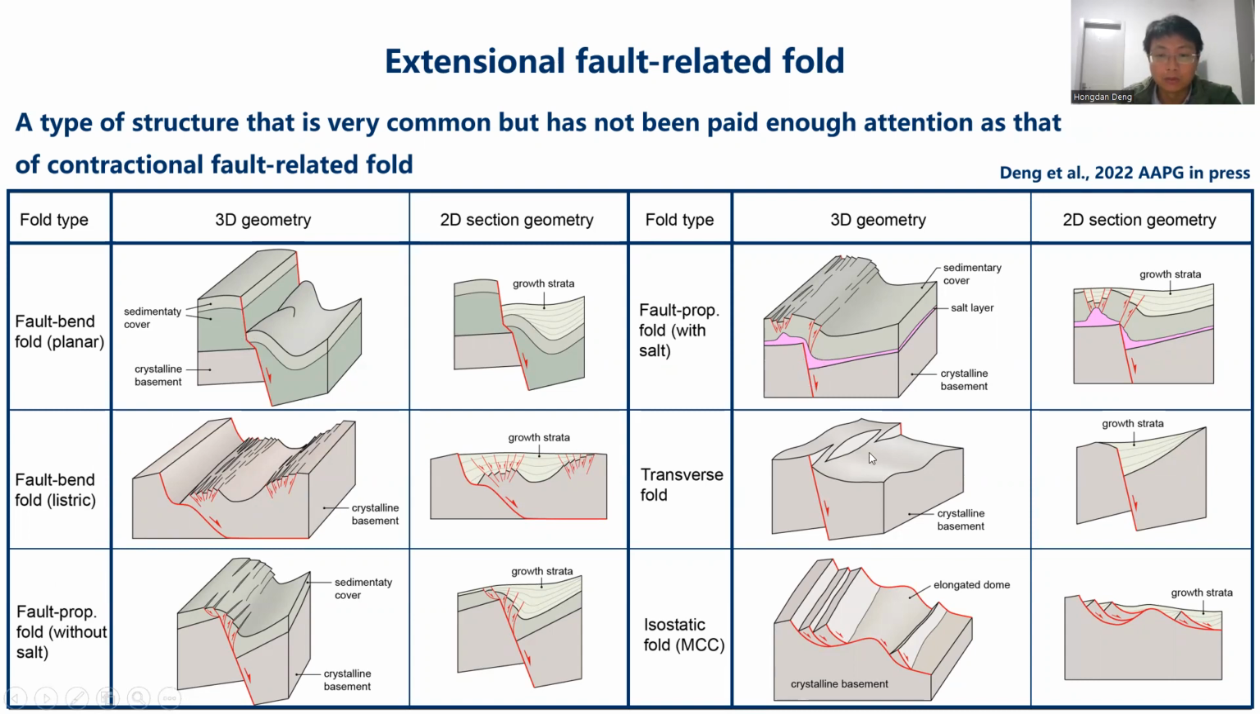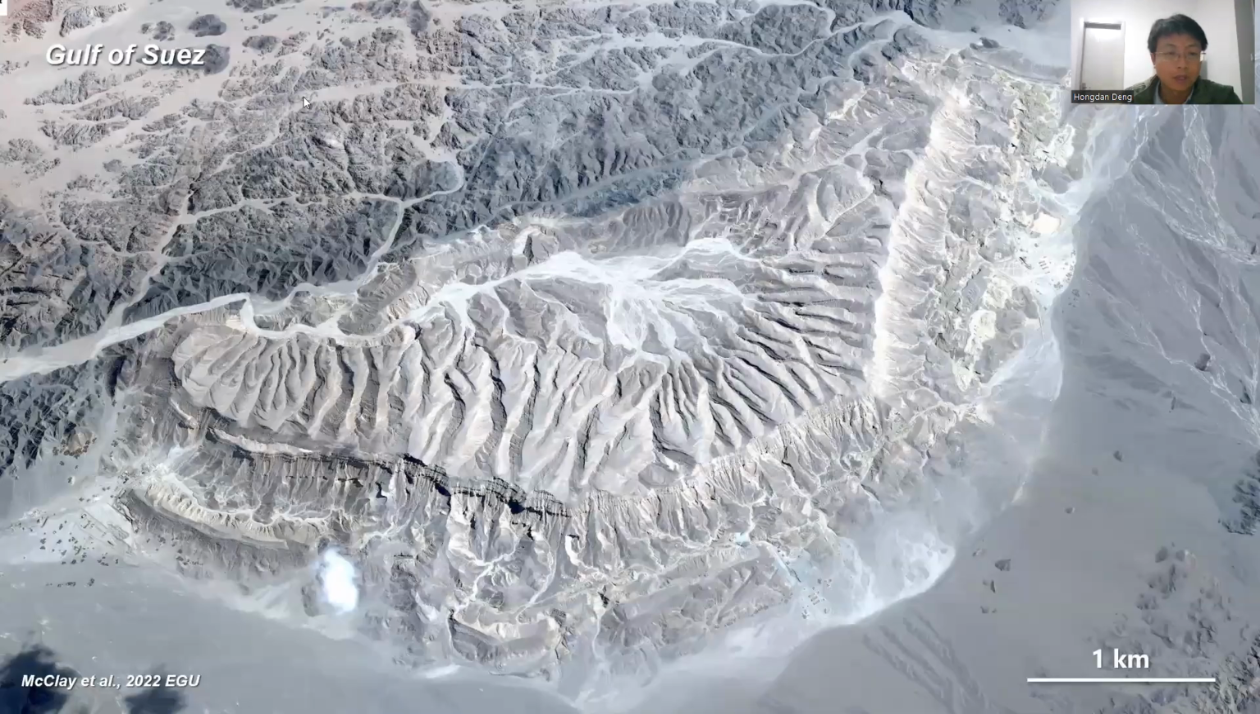The transverse fold, where the fault displacement varies along strike, and the rollover fold, normally observed in low-angle normal faults or detachment faults in extensional terrains. In outcrops, we very commonly see the development of hanging wall synclines, as in the Gulf of Suez.